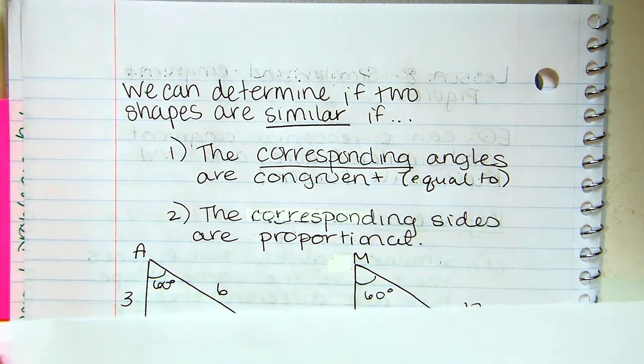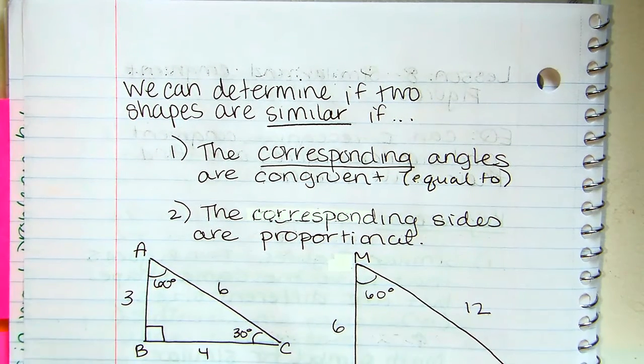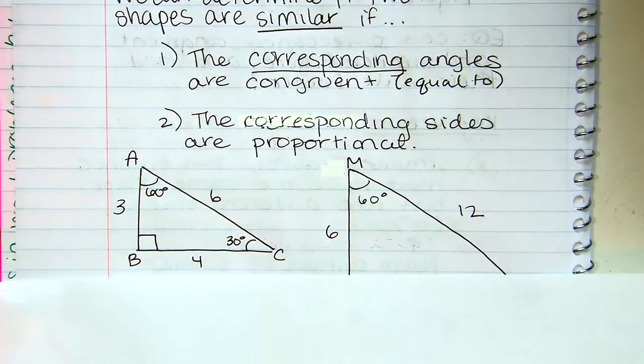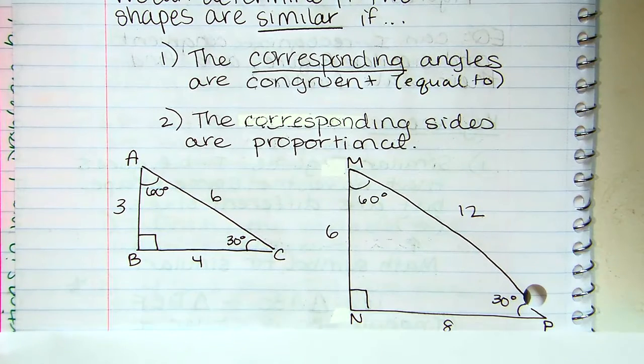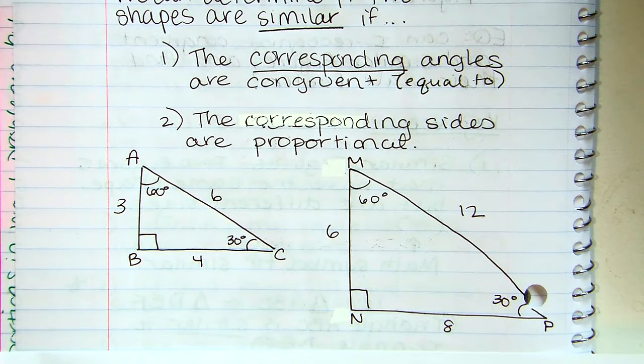So I have a figure here, and this particular figure is triangle ABC, and I also have triangle MNP. Now I didn't put O in here because O looks a lot like 0, so that's why it's MNP.